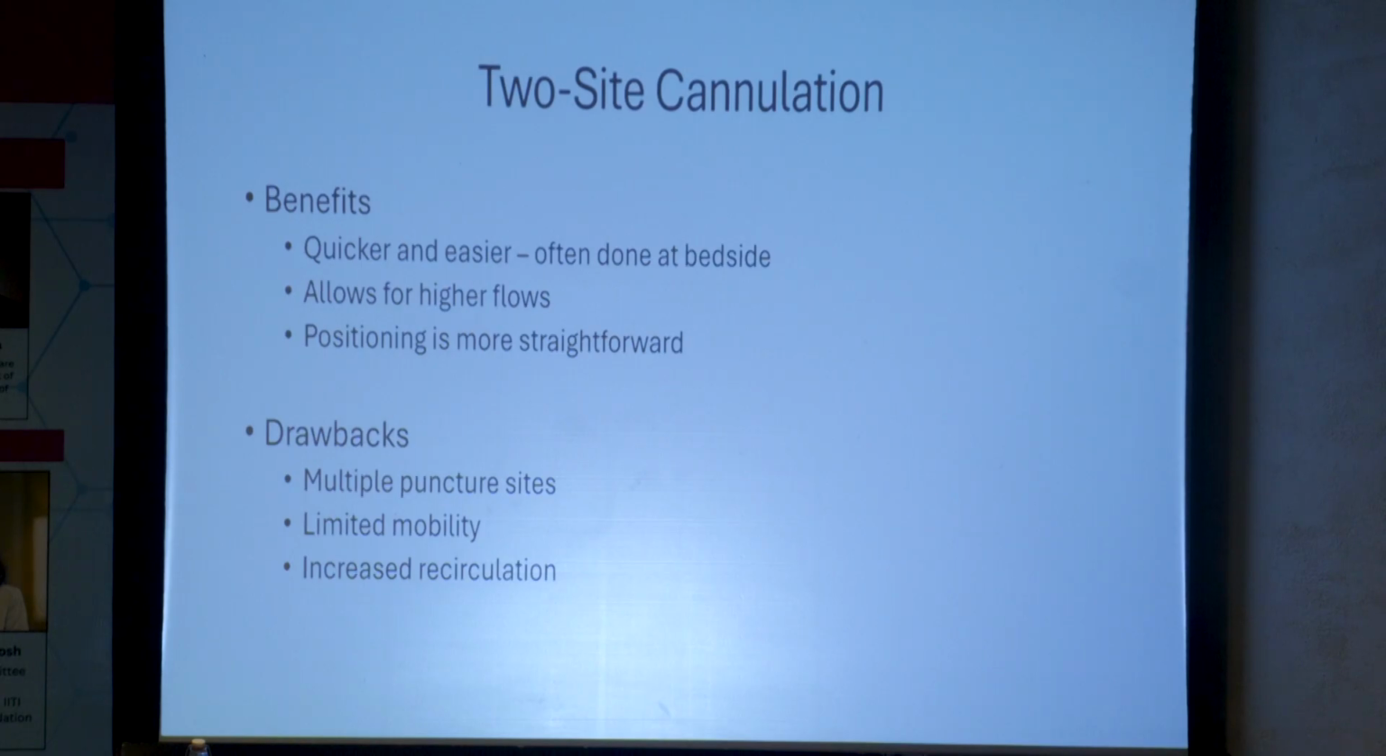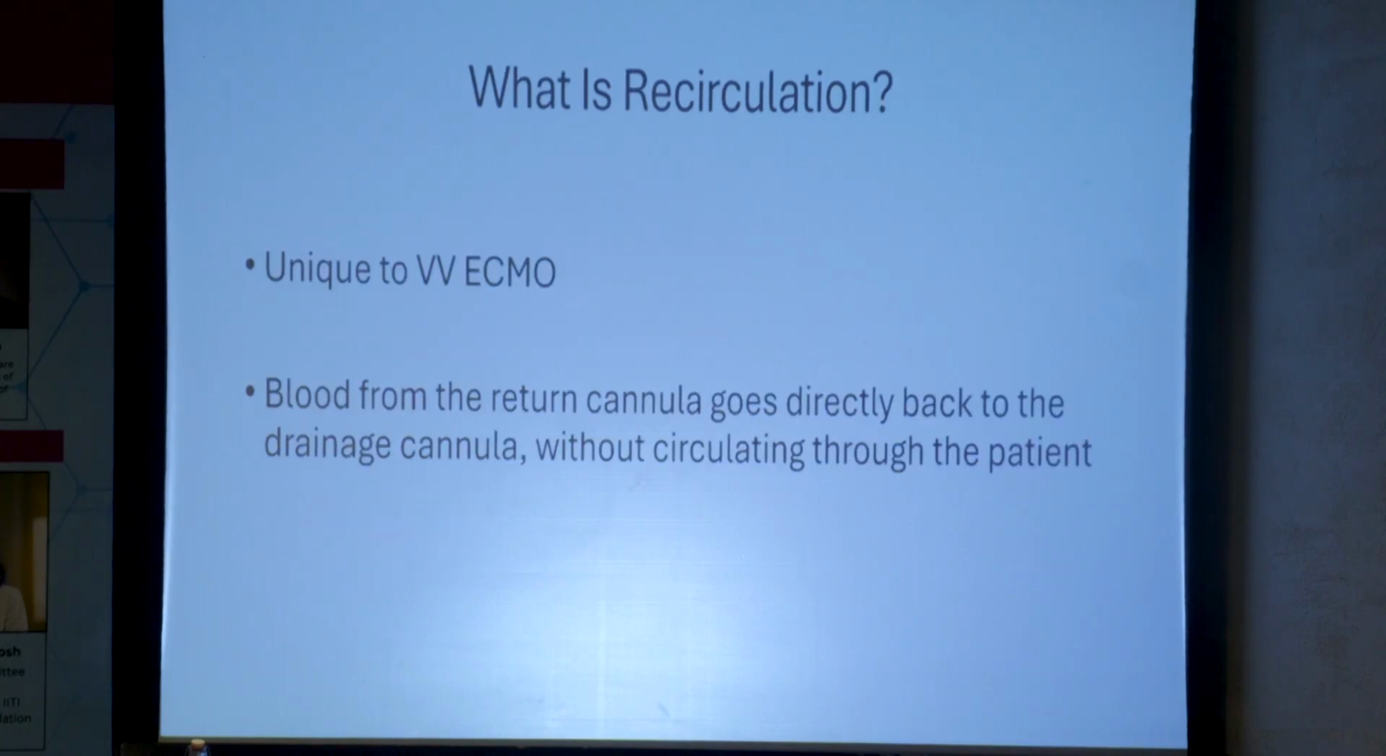Drawbacks are obviously more big holes and big vessels. 2 is more than 1. Certainly mobility, when you're any kind of femoral cannulation, either with a single femoral or both femorals, limits your ability to ambulate a patient. Have there been patients who have been mobilized and ambulated with femoral cannulas? Yes, but it's not as easy as it would be with neck cannulas. And recirculation, I'm going to mention a little bit more detail, and it sounds like Steve's going to talk more about later today as well.